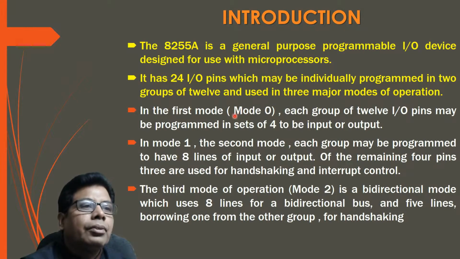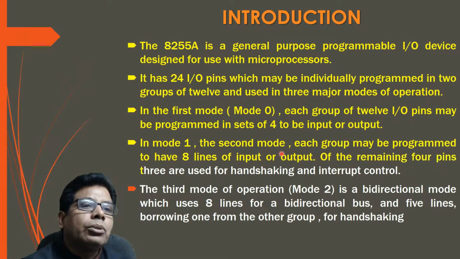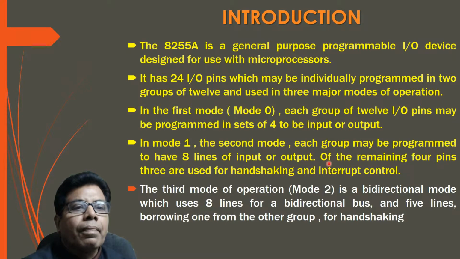So let us see the first mode. In the first mode, that is mode 0, each group of 12 I/O pins may be programmed in sets of 4 to be input or output. Then in mode 1, the second mode, each group may be programmed to have 8 lines of input or output. Of the remaining 4 pins, 3 are used for handshaking and interrupt control. So mode 1 is used for handshaking.